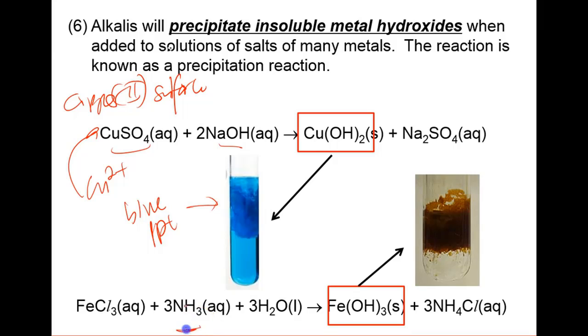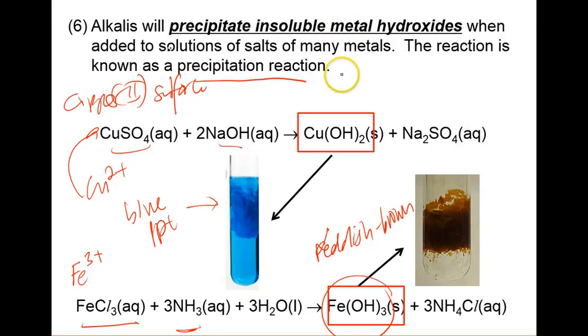Likewise, when I add ammonia into an aqueous solution containing FeCl3, the ion present is Fe3+. I will get a reddish brown precipitate of iron(III) hydroxide. So by seeing this, I know that there's Fe3+ present. So this reaction is known as a precipitation reaction. Why? Because I get a precipitate formed during the reaction. So the precipitate is simply the insoluble salt.